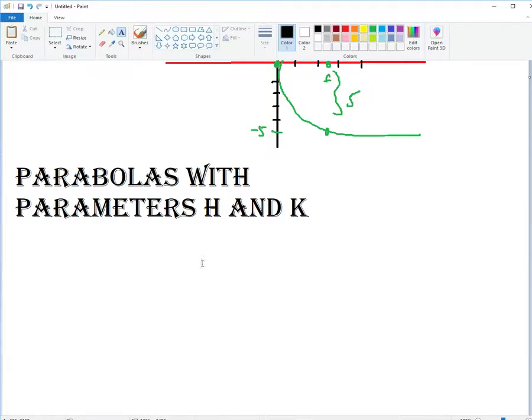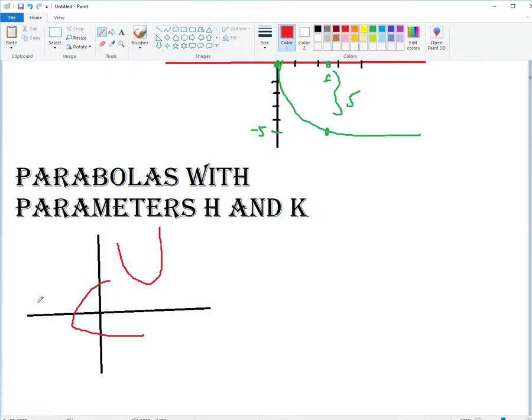So how does that change our equation? Well, parabolas with h and k means that instead of having a curve that is centered on 0, 0, we would have one out here, or over here, or down here. As long as the vertex is not at the center, then we have something with h and k. So how do we express that in the equation that we were given? Right now we have this, 4cy equals x squared.